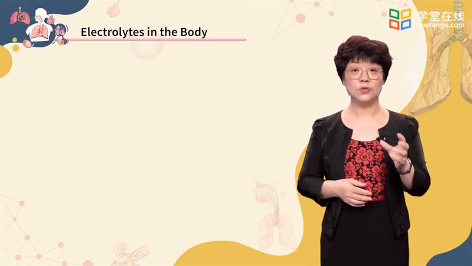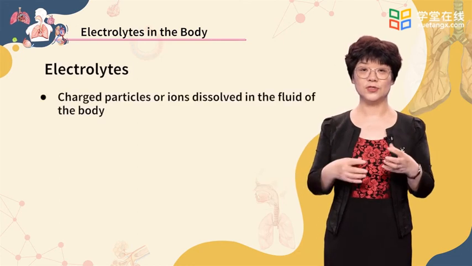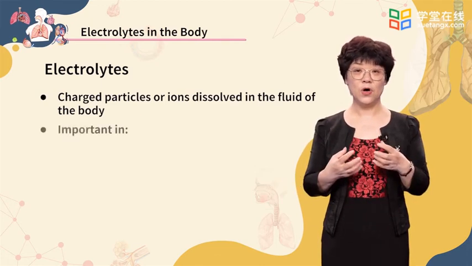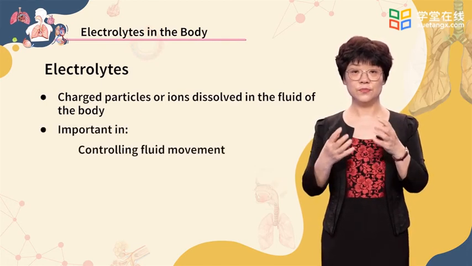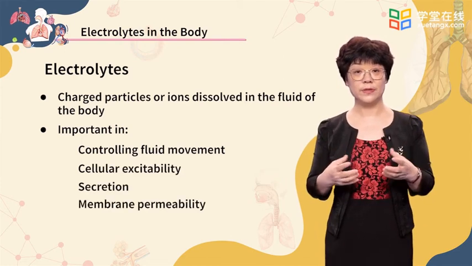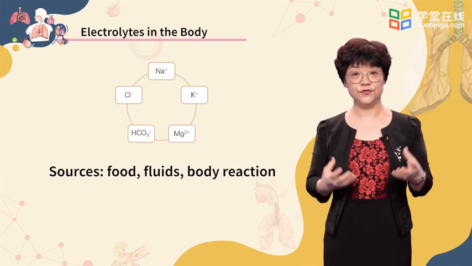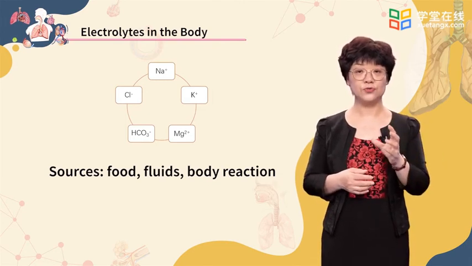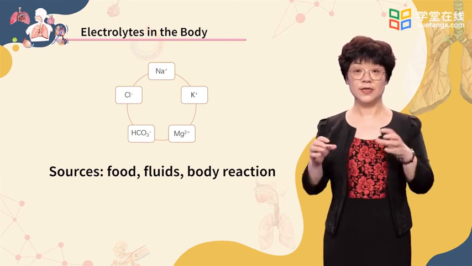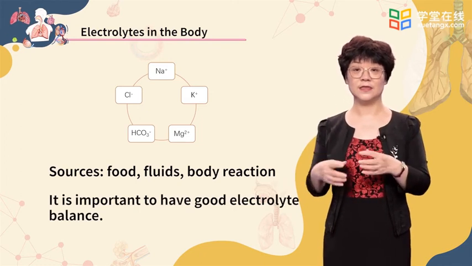Then what is the role of electrolytes? Electrolytes are charged particles or ions dissolved in the body fluid. They are important in controlling fluid movement, cellular excitability, secretion, and membrane permeability. We get them from food and fluids and from biochemical reactions in the body. To keep our body functions within normal limits, it is important that we have a good balance of electrolytes.